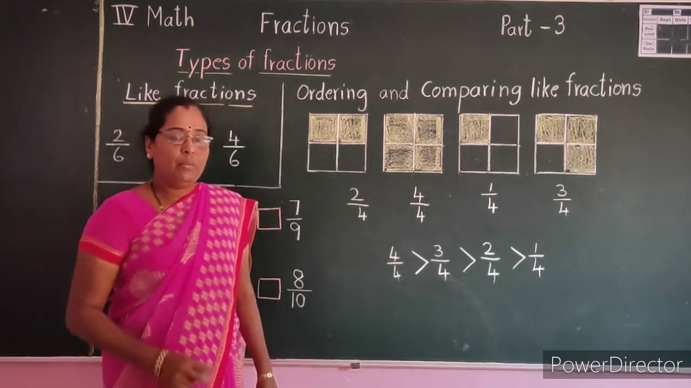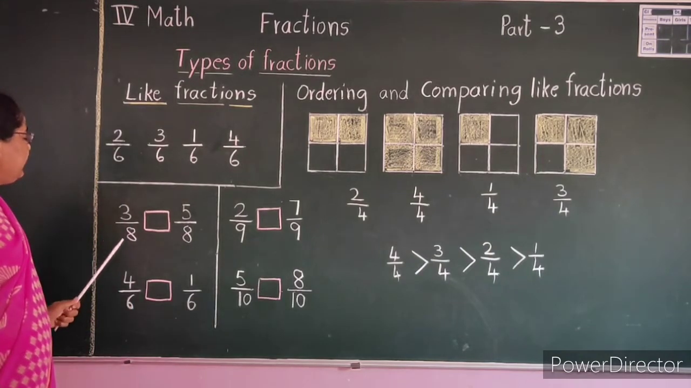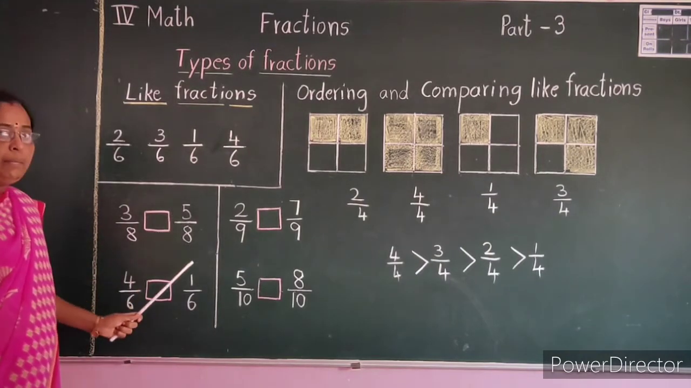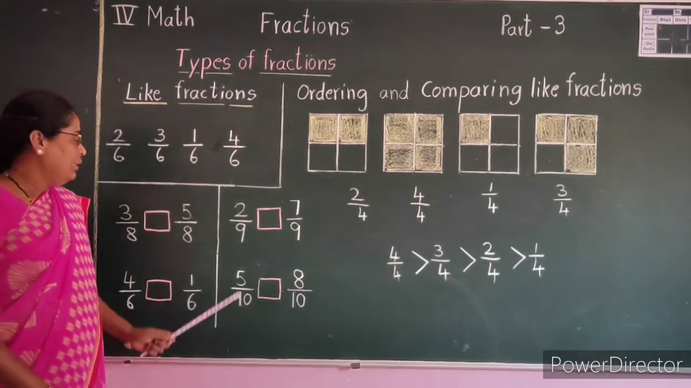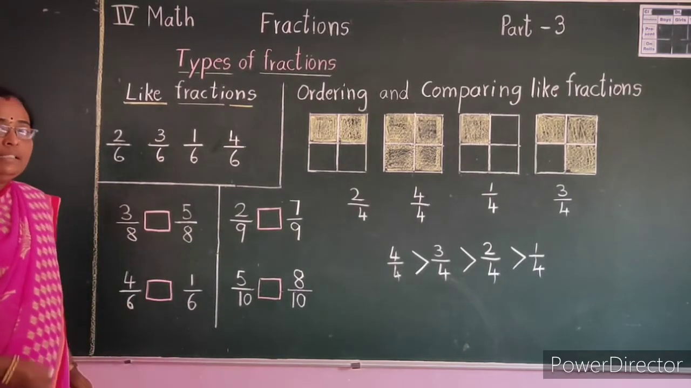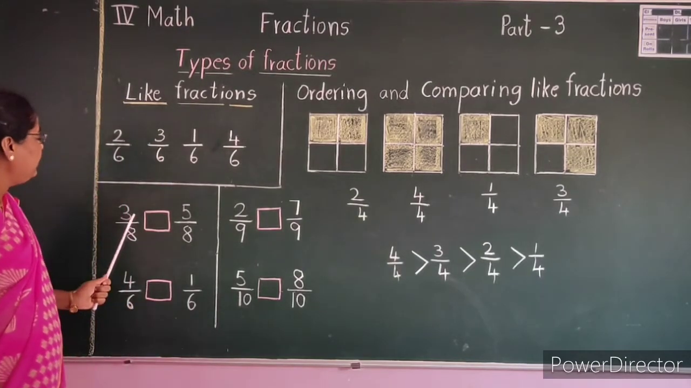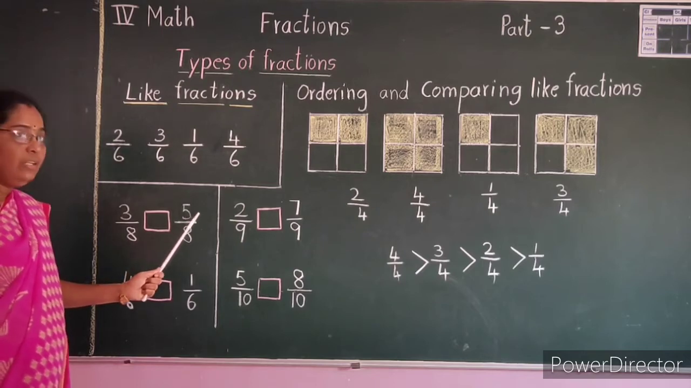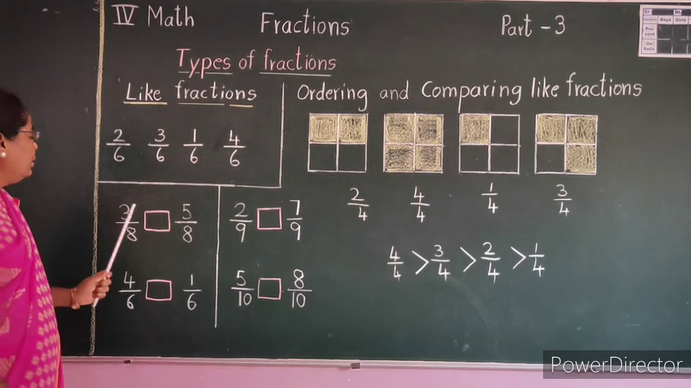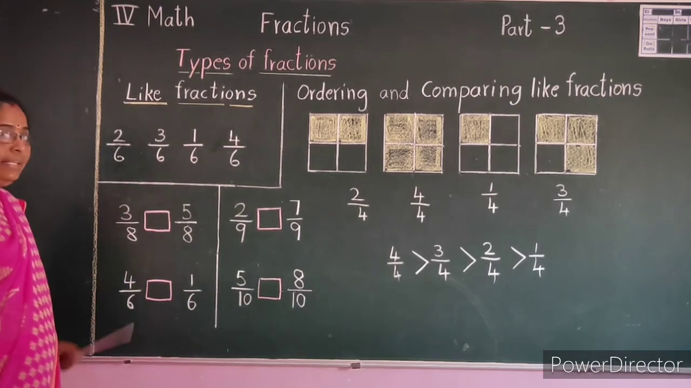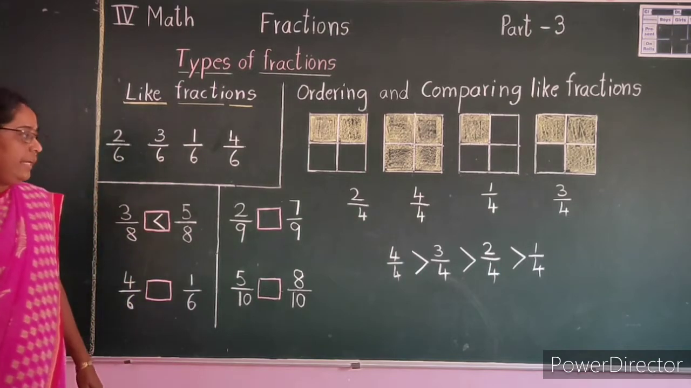Let's see some more examples. First example, 3 by 8 and 5 by 8. Here, in both fractions, the denominator is the same. So, compare the numerators. Here, 3 and in the other one, 5. 3 is less than 5. So, 3 by 8 is less than 5 by 8.